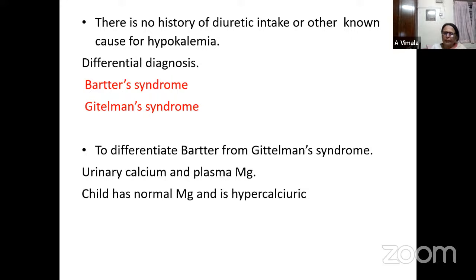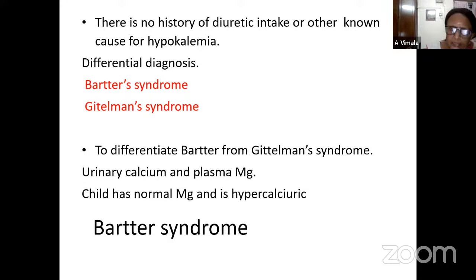So the differentiation between Bartter and Gitelman is to estimate the urine calcium and serum magnesium. If the child is hypercalciuric and has normal magnesium, it is Bartter syndrome. If the child is hypomagnesemic and hypocalciuric, it is Gitelman syndrome. Here, the child has got more calcium in the urine. We said 40 milligram per 24 hours. The normal expected excretion for the child is only 4 milligram per kg. The child was weighing only 8 kg. So it should be 32 milligram. So here the diagnosis is Bartter syndrome.